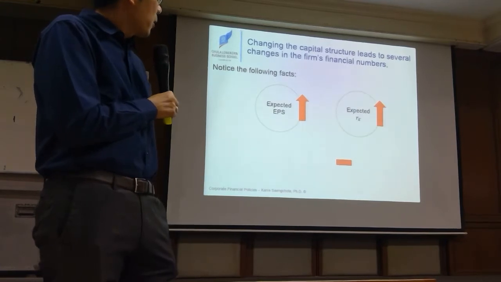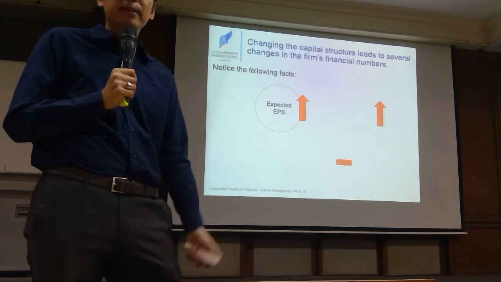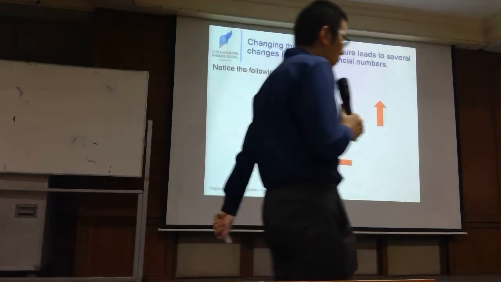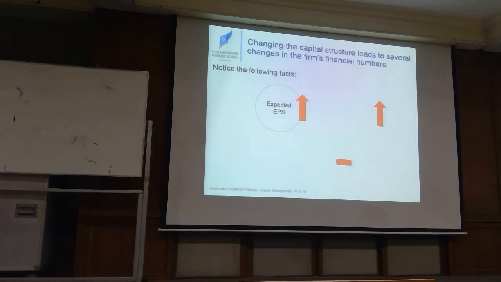So notice the following facts. Earnings per share changes, it increases. Why does it increase? Well, there are fewer shares. You had 1,000 shares, now we have 500 shares. So you have fewer shares, your earnings per share then increases. The return on equity also increases. You have less equity. Yes, you get less returns, but you use even less equity. So when you calculate that in terms of percentage returns, it's even higher.